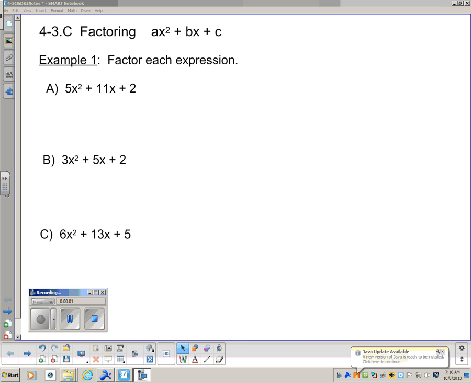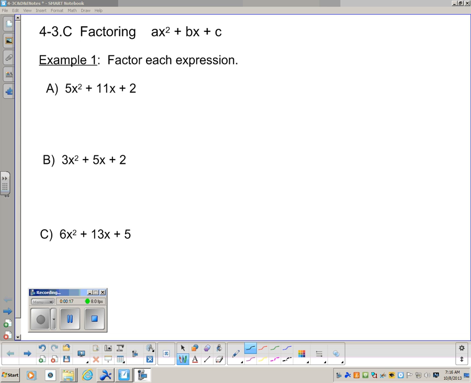All right, so today we're going to factor. Now your A value is something other than 1. Notice in A, B, and C there that you've got a 5, a 3, and a 6 instead of a 1 there, or just nothing there. So we've got to factor this a little bit differently.